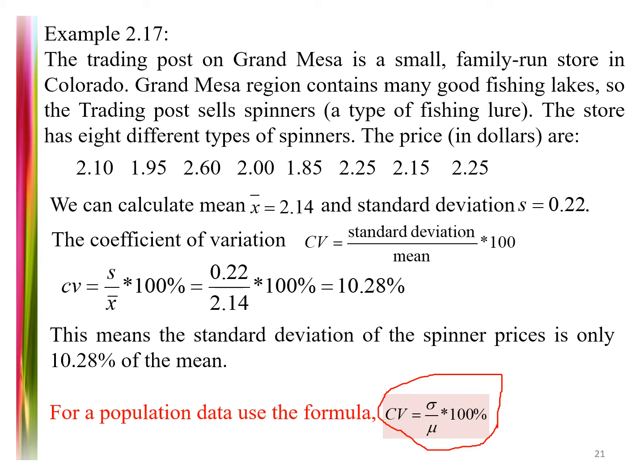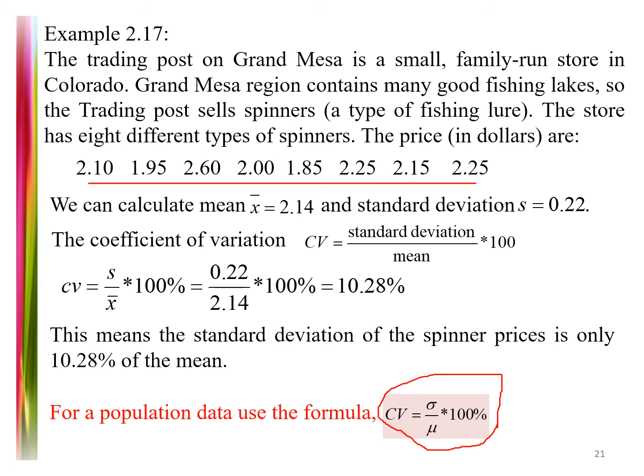The Trading Post in Grand Mesa is a small family-run store in Colorado. The Grand Mesa region contains many good fishing lakes. So the store sells spinners, a type of fishing lure. The store has 8 different types of spinners, and here are the prices in dollars. In this case, if you want to calculate the coefficient of variation, first we have to estimate x bar and the standard deviation, the sample mean and sample standard deviation.